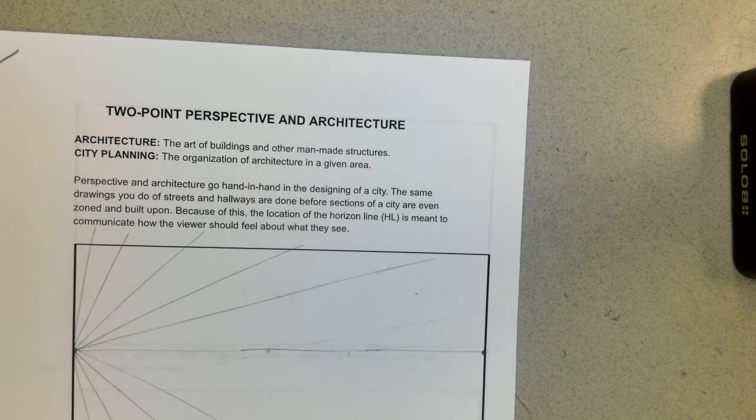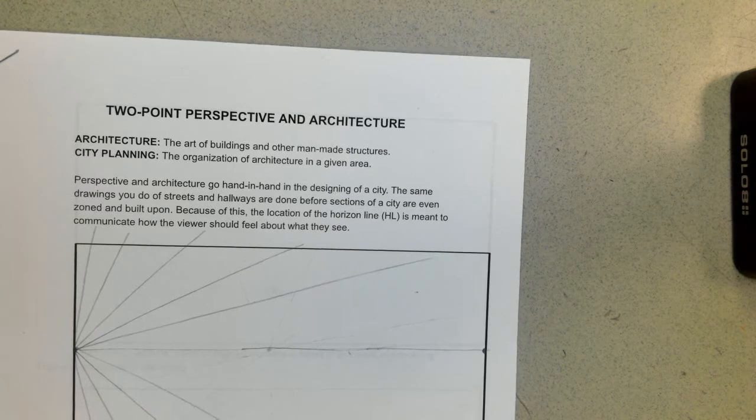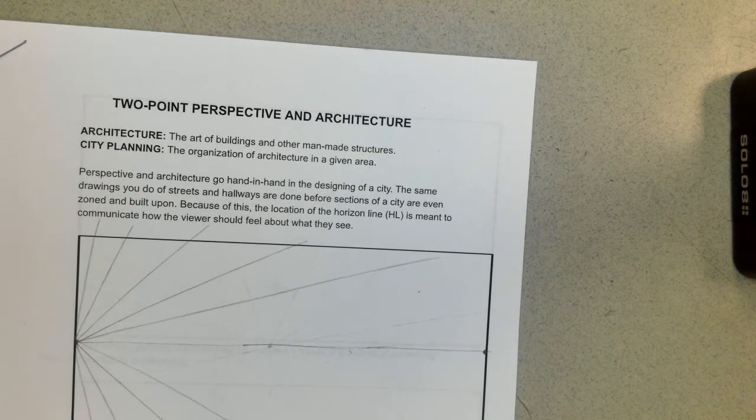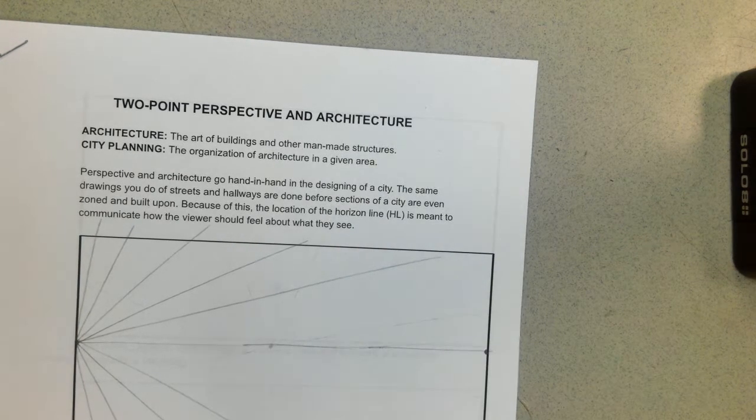Perspective and architecture go hand in hand in the designing of a city. The same drawings we do of streets and hallways are done before sections of a city are even zoned and built upon. Because of this, the location of the horizon line, HL, is meant to communicate how the viewer should feel about what they see. This isn't about making something that is accurate, it's also making something that is welcoming. City planning goes into not just making a city, but how also to sell that city. Because hey, this is America and money answers everything.